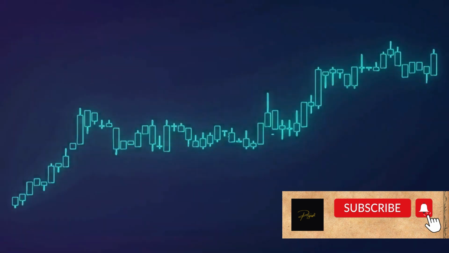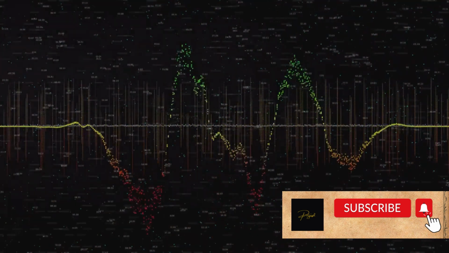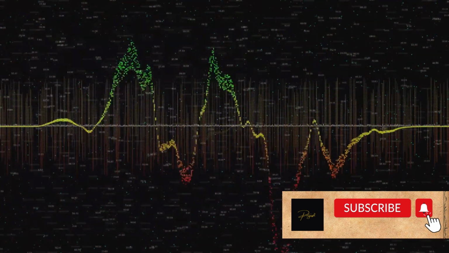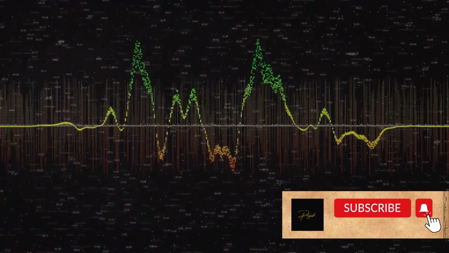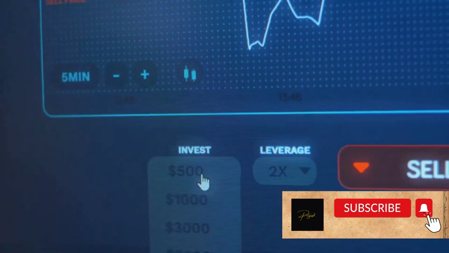The hammer, like its namesake, appears to be hammering out a bottom in the market. It has a small body at the upper end and a long lower shadow. This shows that the bears tried to push the price down, but the bulls stepped in and drove it back up, hinting at a possible upward turn.